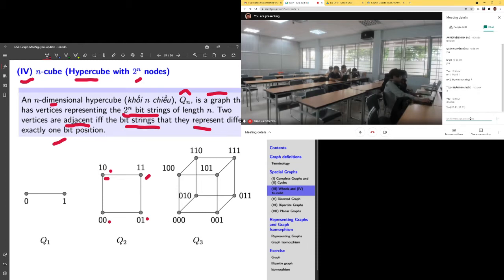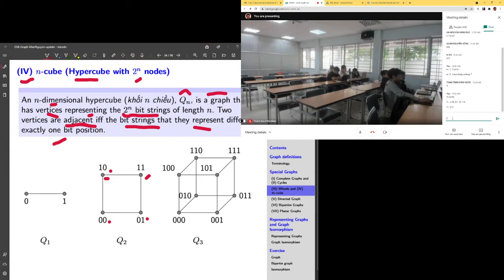So look to the chat box. I write the full list of nodes. So we finish the first part here. The vertices present in total 2 power 4, which is like this, right? Then what are the connections? The vertices are adjacent if the bit strings differ in exactly one position.